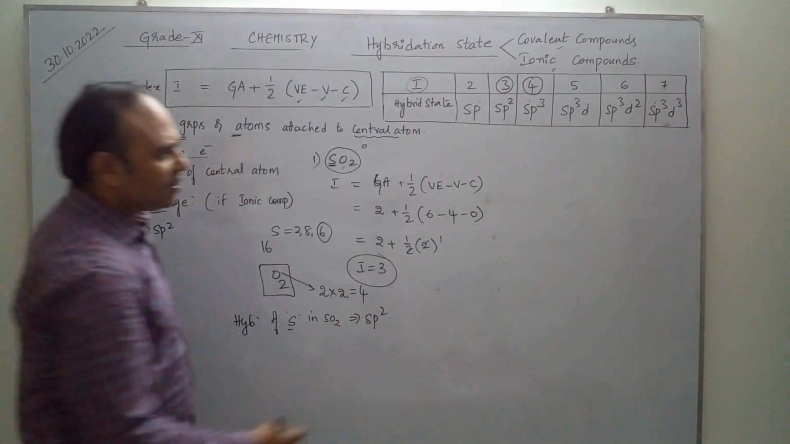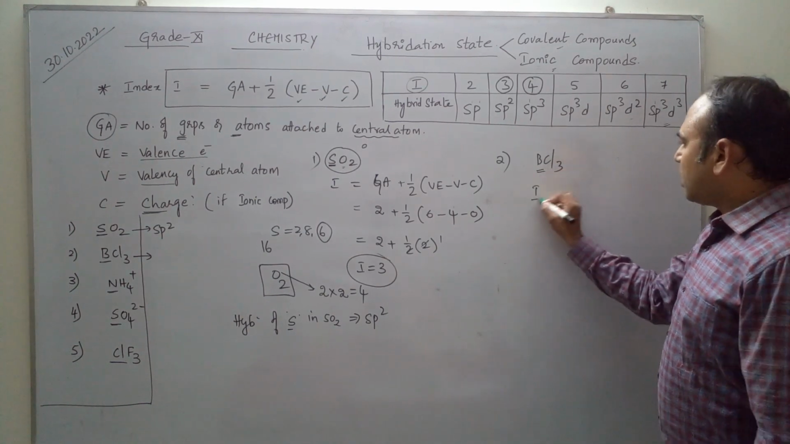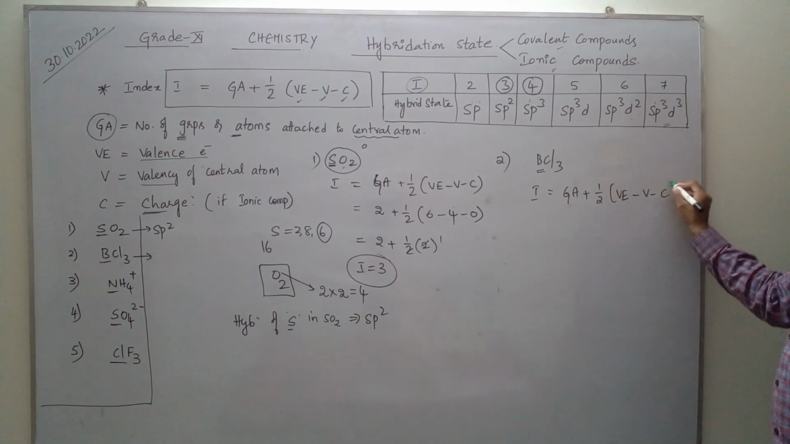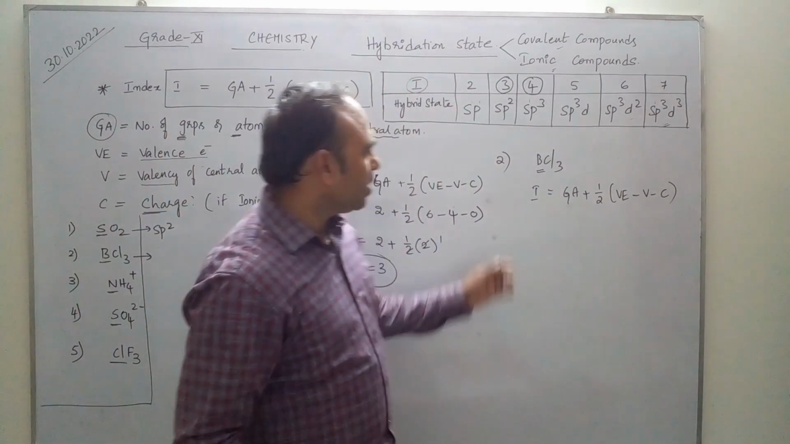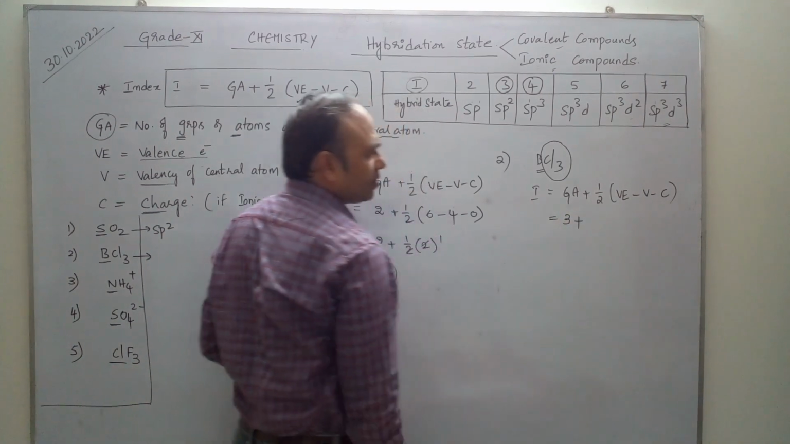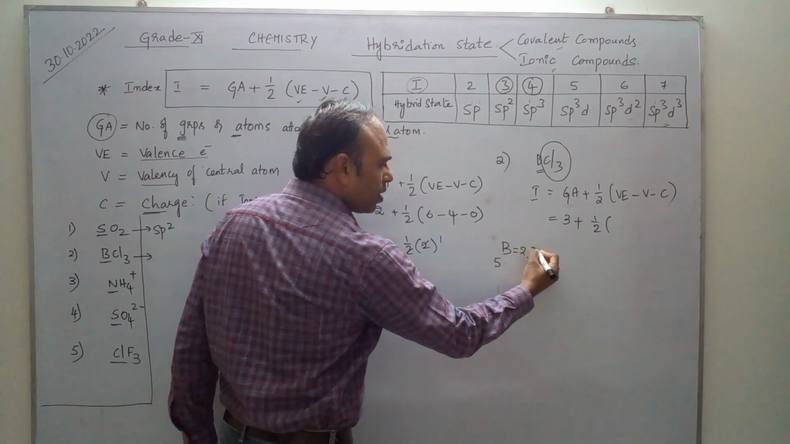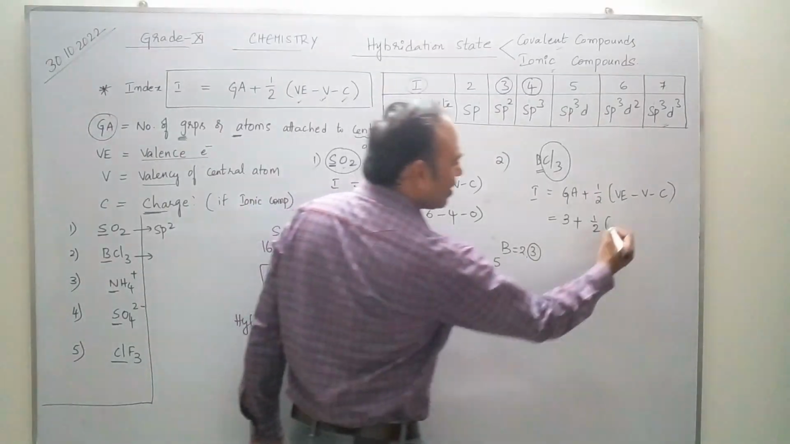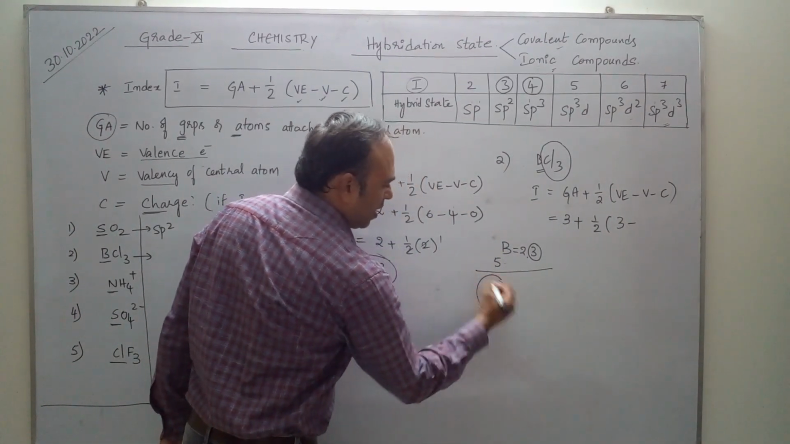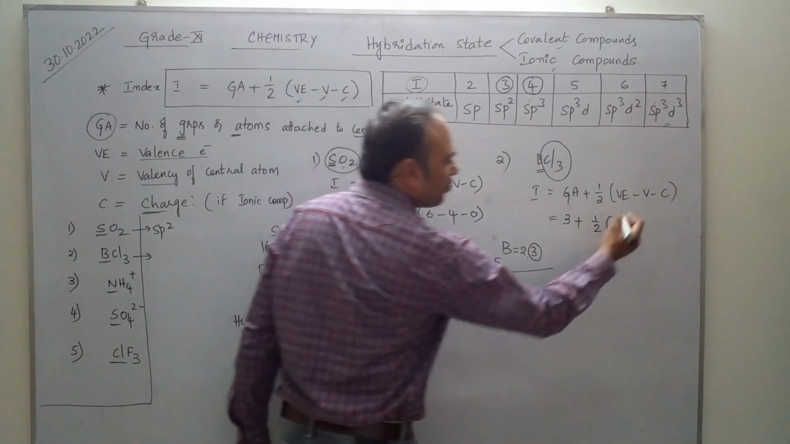Second one, BCl3. If you take BCl3, the formula we know, I is equal to groups or atoms plus half into Ve minus V minus C. How many groups or atoms are surrounding the central atom? 3 chlorines are there, hence Ga is 3, plus half into, how many valence electrons in boron? Atomic number is 5. So 2, 3 is the configuration, hence the number of valence electrons is 3. Now the valency. Cl3 we have. What is the valency of chlorine? 1. How many atoms? 3. Hence the value of V will be 3.